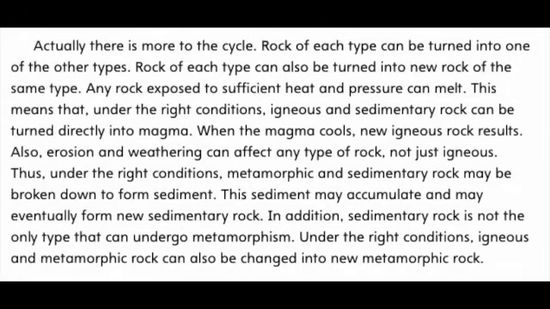Actually, there is more to the cycle. Rock of each type can be turned into one of the other types. Rock of each type can also be turned into new rock of the same type. Any rock exposed to sufficient heat and pressure can melt. This means that, under the right conditions, igneous and sedimentary rock can be turned directly into magma. When the magma cools, new igneous rock results.